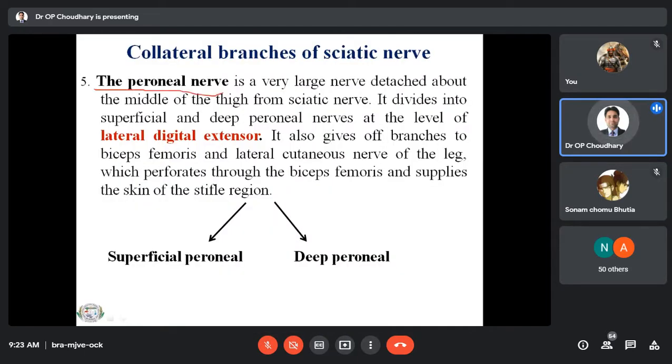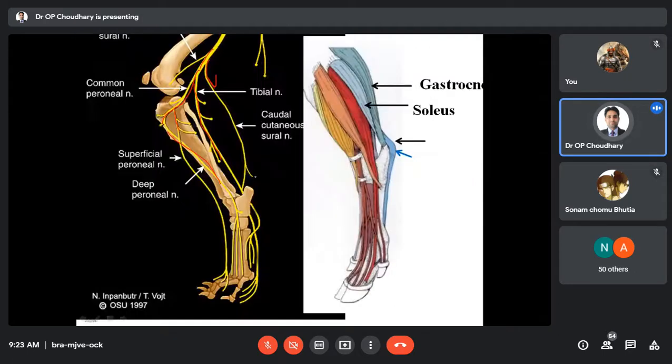The last collateral branch is the peroneal nerve. Now you can see here, this is the peroneal nerve, and this peroneal nerve usually consists of the superficial peroneal nerve and the deep peroneal nerve. Okay. So first, here there is the origin of the tibial nerve. The tibial nerve will be present over the posterior aspect of the plantar aspect, and this peroneal is the fifth collateral branch of the posterior part of the lumbosacral plexus. It is usually divided into two parts as the superficial peroneal and the deep peroneal nerve.